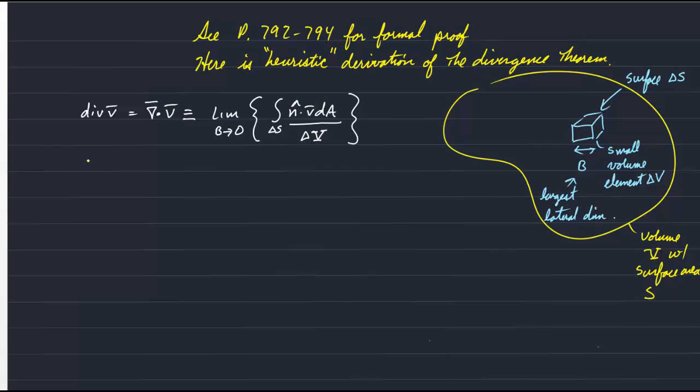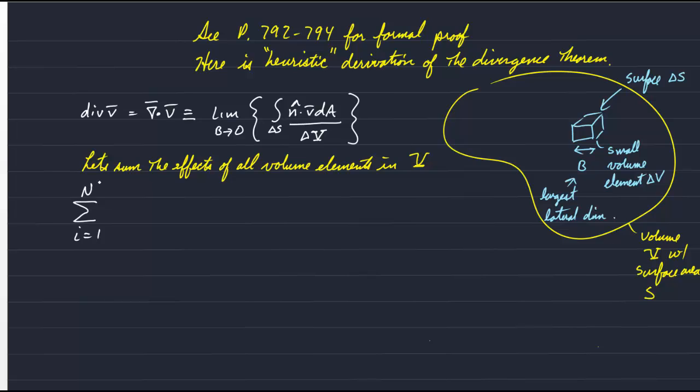So now let's sum the effects of all volume elements in the large volume, capital V. We would write that mathematically as the sum for i equals 1 to n, however many little boxes there are that are contained within this volume, of the integral over the ith surface, so that's delta S sub i, and again we have the volume flux through that little surface.